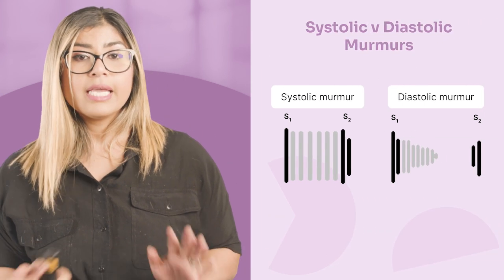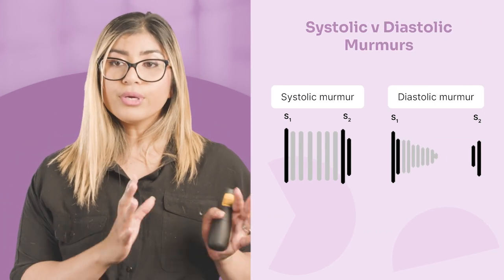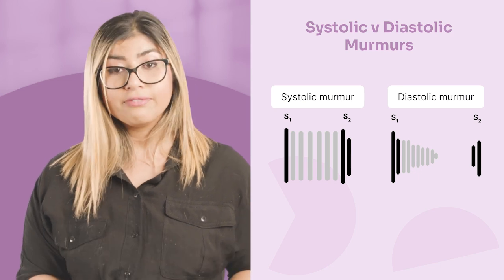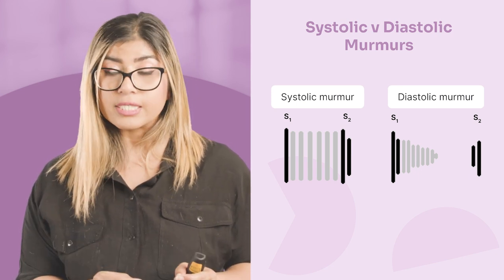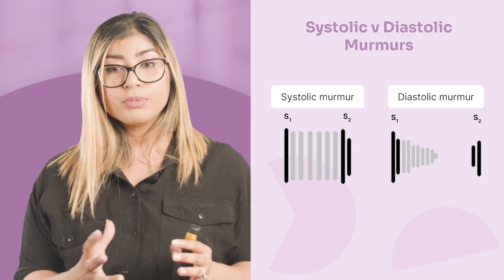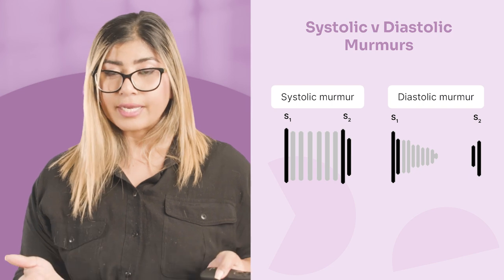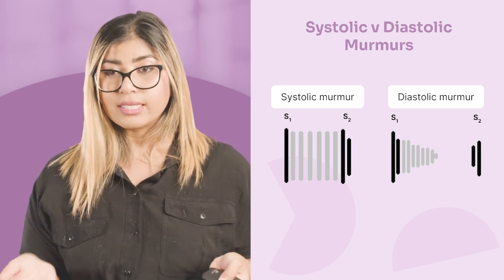So let's compare the two. With a systolic murmur, the murmur occurs at or after S1 and finishes before or with S2. This image helps you visualize this. What does that actually sound like? So it can sound something like this.